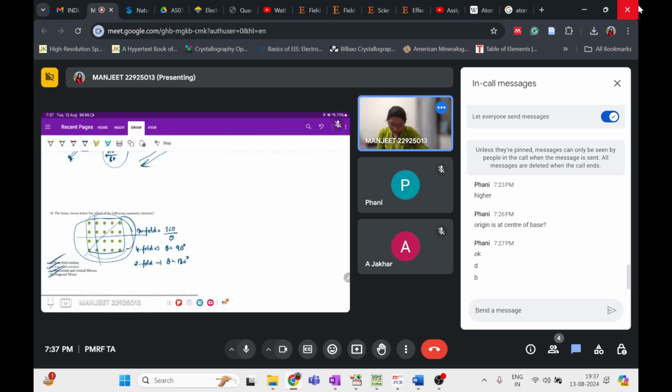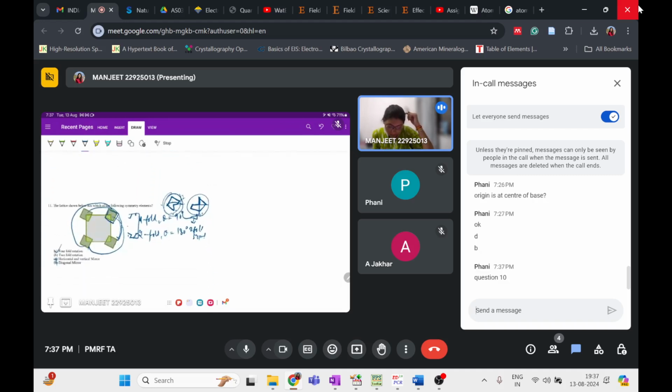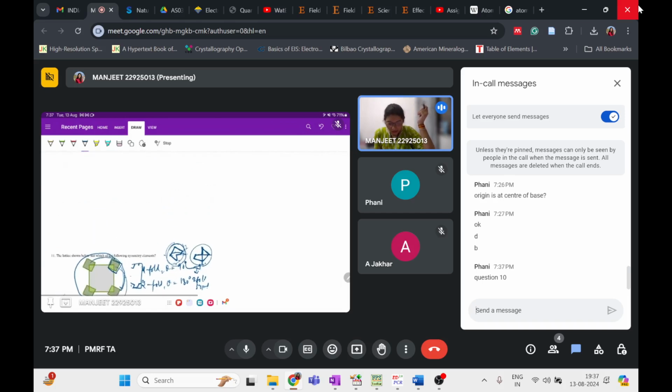Questions 10 and 11 are basically about the symmetry elements. So what is the 4-fold symmetry? Two-fold in the horizontal and the vertical mirror. 4-fold means the rotation angle will be 90 degrees, and 2-fold will be 180 degrees. This is for the simple one. I guess you don't have any query for question number 11. Question number 10, okay, again.